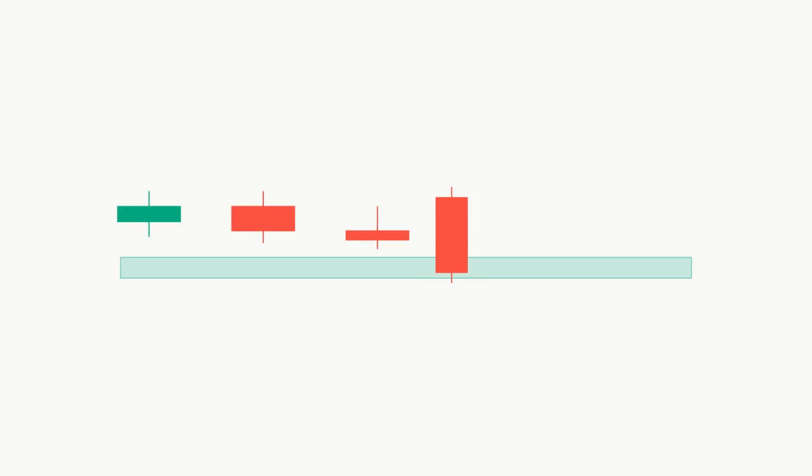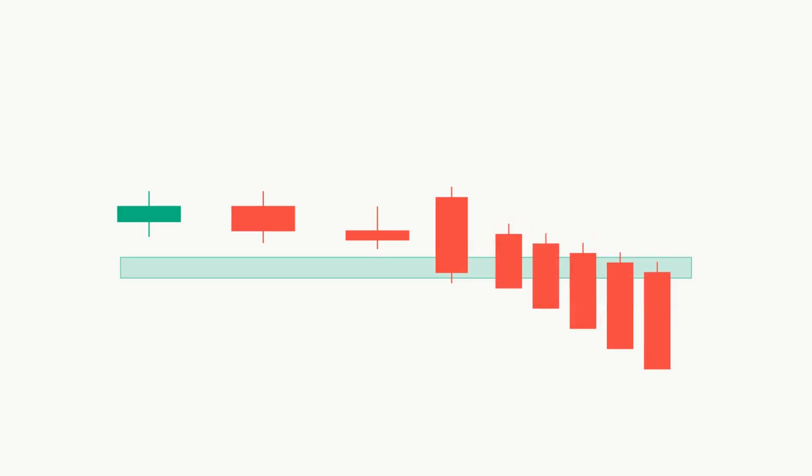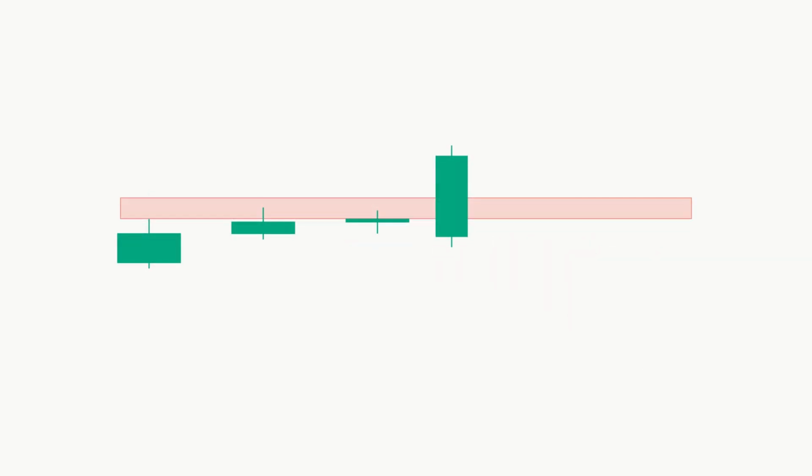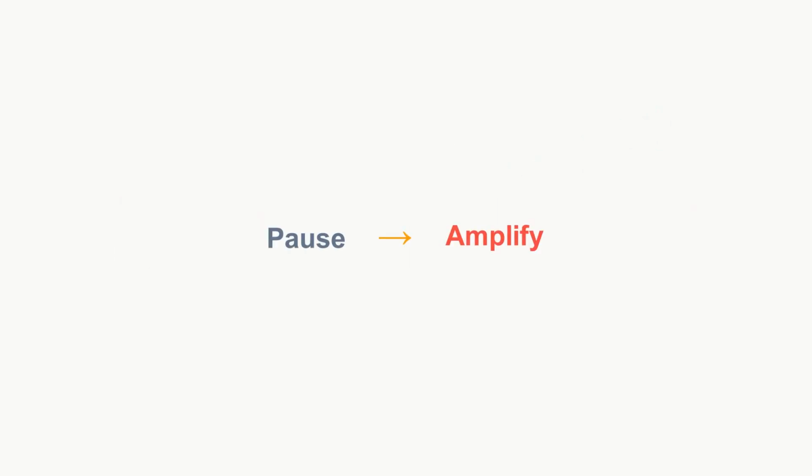What happens when a level fails? When support breaks, the buyers who were defending it rush to exit. Selling accelerates. When resistance breaks, short sellers scramble to cover and new buyers pile in. The move higher accelerates. Levels don't just pause price, they amplify the move when they fail.